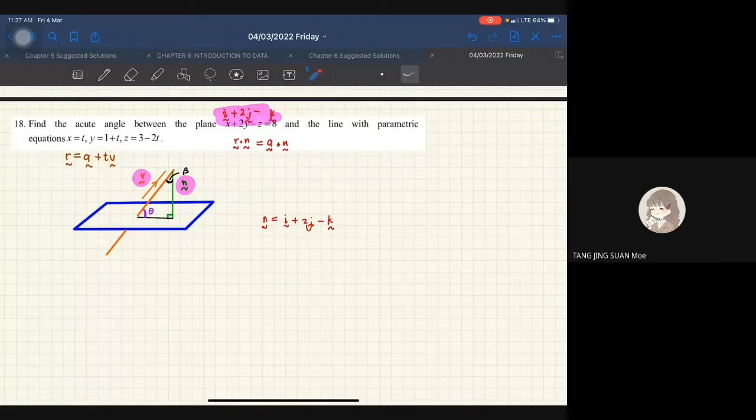Alright, so if you look at X, your I component is 1. I bring it here. So you have your I will be 1. Okay, and then plus, if you look at Y, this one, the one with T is this one, which is also 1. So you will get plus 1J.